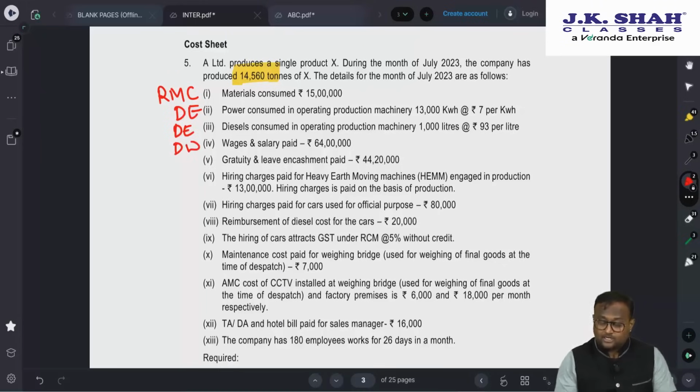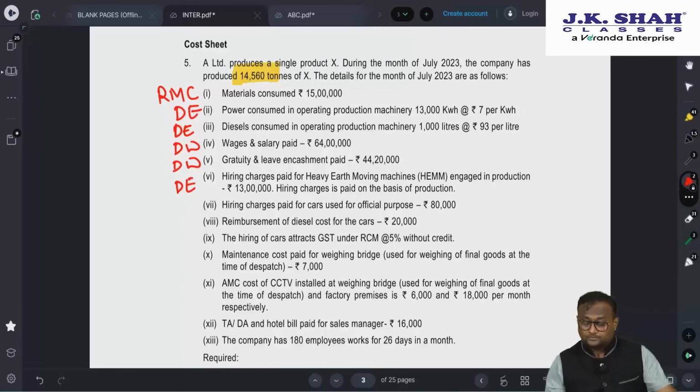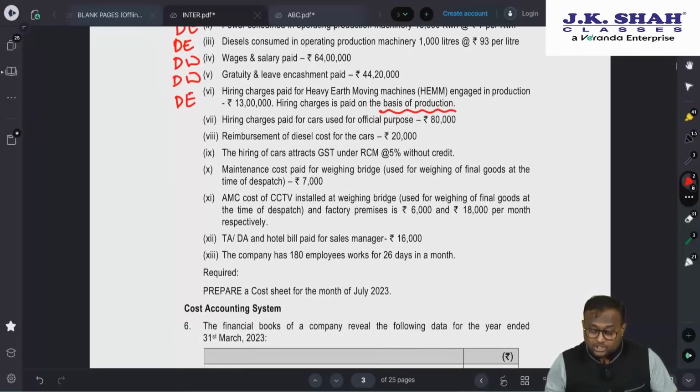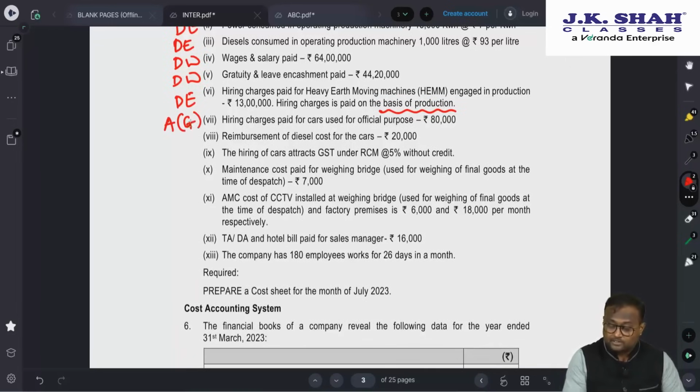Wages and salary, direct wages, gratuities associated with workers only. Hire charges will be considered as direct expenses because they are basis of production. Hire charges paid for cars used for official purpose. Now, that is definitely something called as admin, but it is admin general. Reimbursement of diesel cost is also admin general.